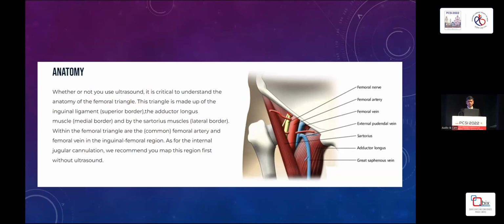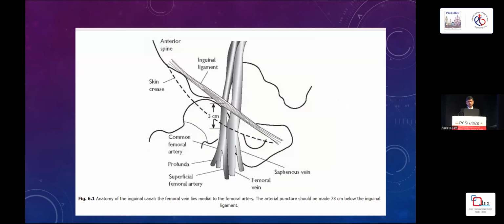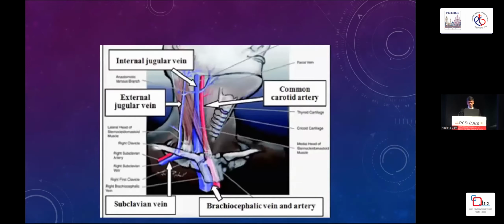If we are puncturing lower down, sometimes you may cut the saphenous vein, in femoral vein access. Or in the artery also, if you are puncturing lower down, the blood will come, but you will not be able to negotiate the wire because we may pierce the profunda femoris or superficial femoral artery. The puncture should be 3 centimeters below the inguinal ligament, or 1 finger down the inguinal crease. That is the most crucial part where we have to do our puncture.